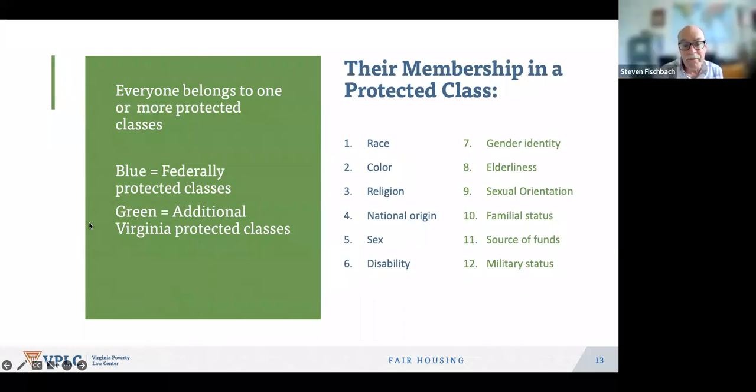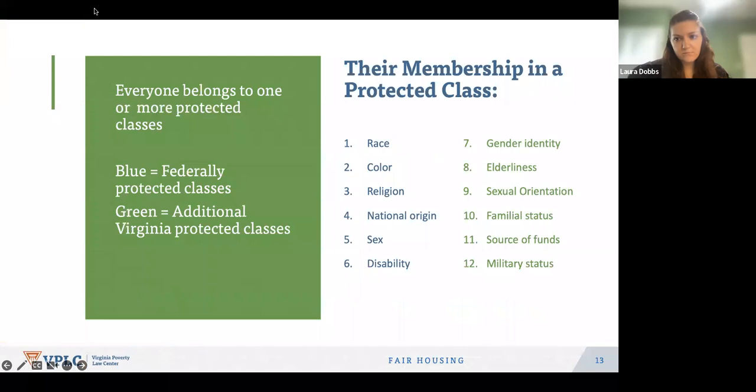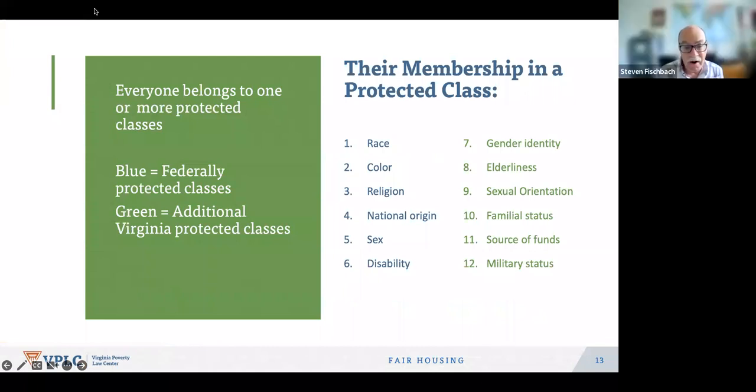So these are the various protected classes that are covered by both the Virginia Fair Housing Act and the Federal Fair Housing Act. So on the left side are all the protected classes under the Federal Fair Housing Act, and actually number 10, familial status, is also covered under the Federal Fair Housing Act. The other protected classes in green, again, are covered by the state law. So the state law has more protected classes actually than the federal law does. Next slide.